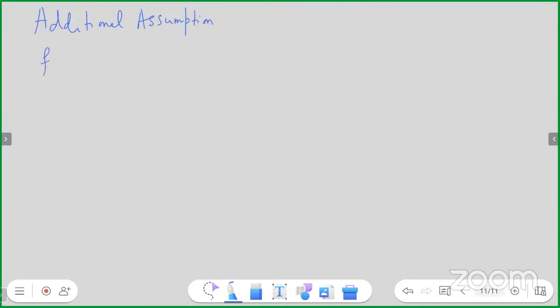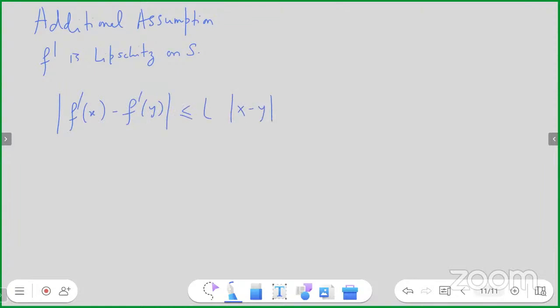So f prime is Lipschitz in addition. Let's put the spelling, L-I-P-S-C-H-I-T-Z. So what does that mean? That the norm of f prime of x minus f prime of y is less than or equal to L times the norm of x minus y. That's what the Lipschitz condition means, for all x, y in S. S is the same as before.